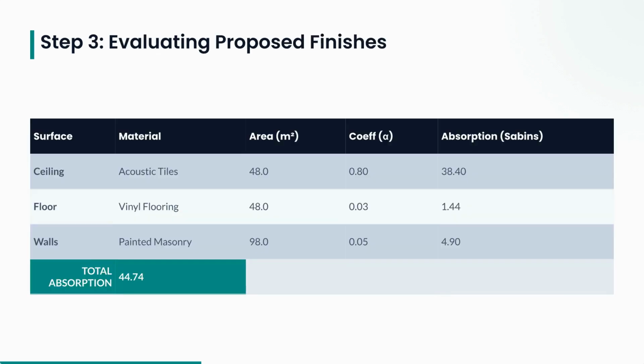Step 3 involves evaluating the proposed finishes: acoustic tiles for the ceiling, vinyl flooring, and painted masonry for the walls. We calculate the absorption provided by each material and sum them up for a total absorption of 44.74 sabins.